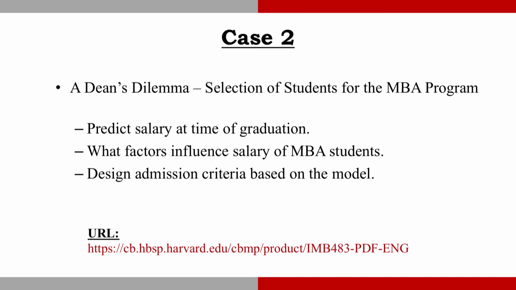The second case that we looked at is called Dean's Dilemma, selection of students for an MBA program. In India, whenever it comes to admission to B school, one of the things which potential students and the parents ask is the salary of the graduating students. It plays an important role in attracting good students. So what we did, we collected the data of the graduating class and developed a regression model to predict the salary. And using this regression model, we identified the factors that influence or increase the salary, and that model was then incorporated into the admission strategy.